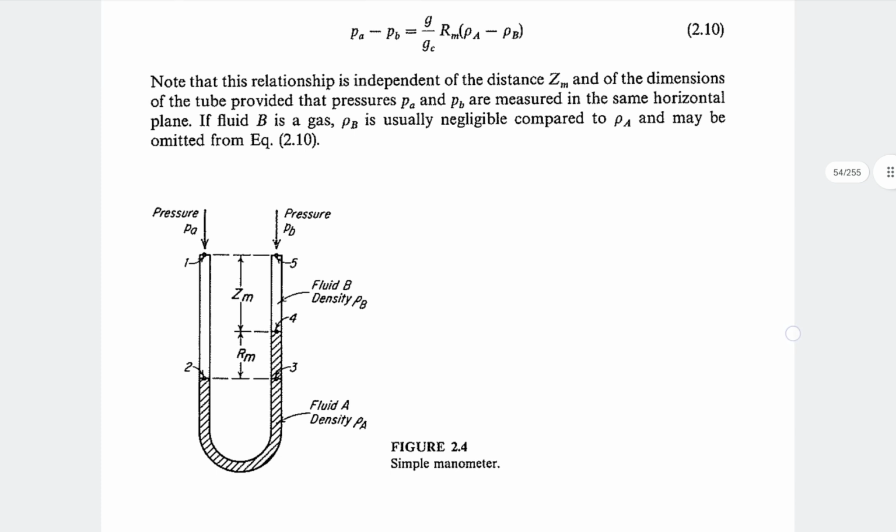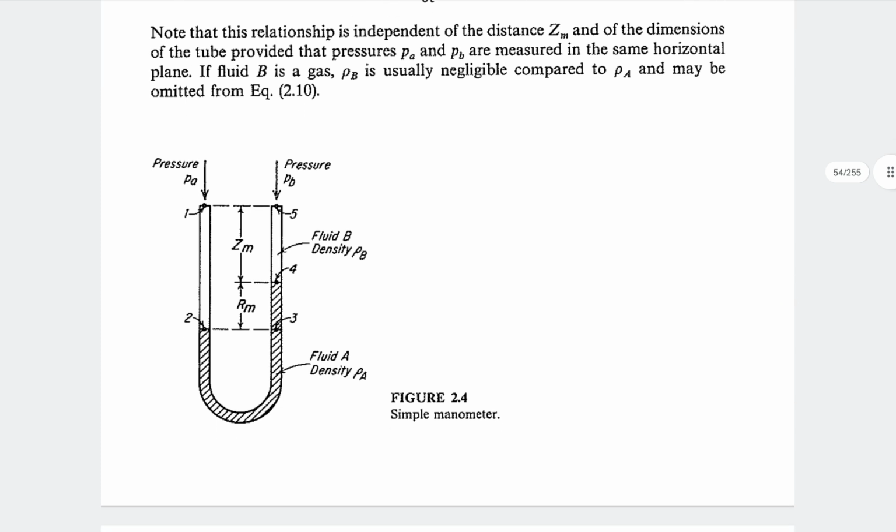So a simple U-tube manometer will look like this, right? Where you have fluid A, the manometric fluid, generally mercury, and the density of fluid A is rho A, and there is a fluid B which comes from the pipe or the equipment where we need to measure the pressure difference, and the density of that fluid B is rho B.